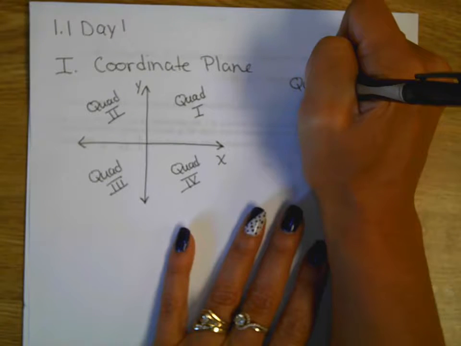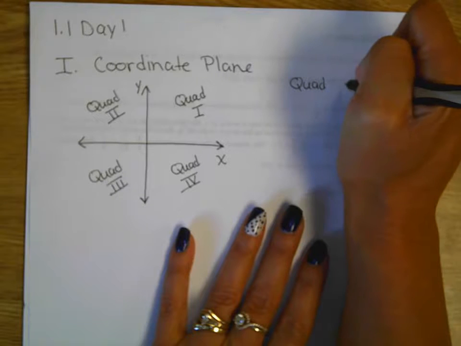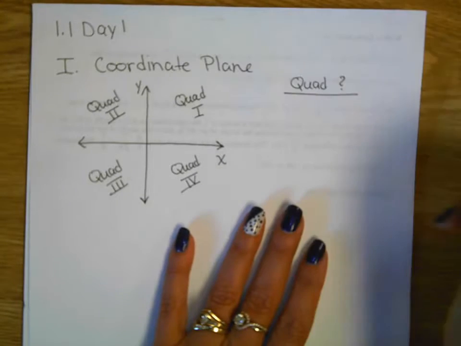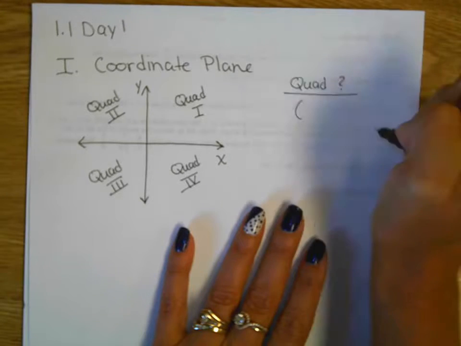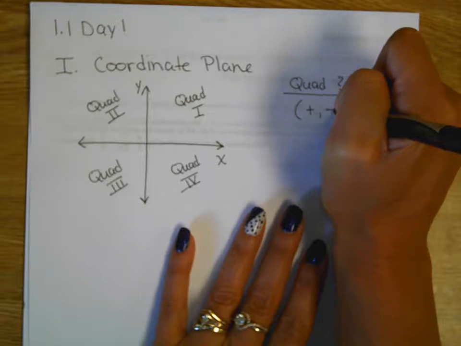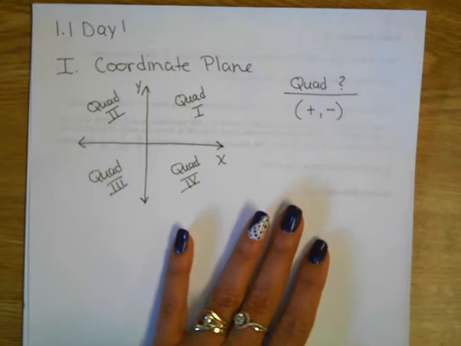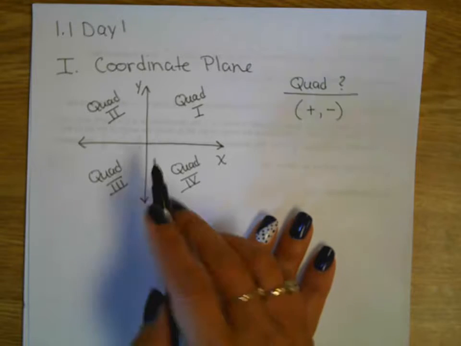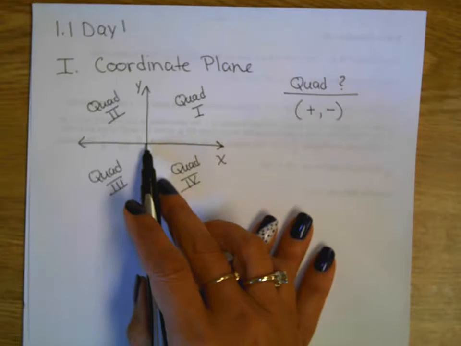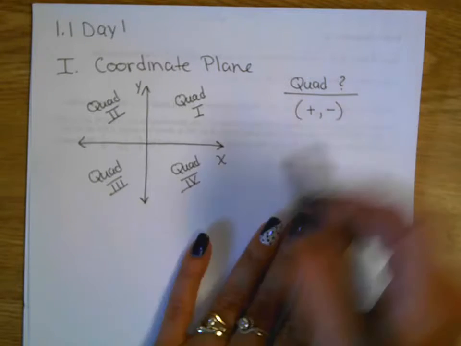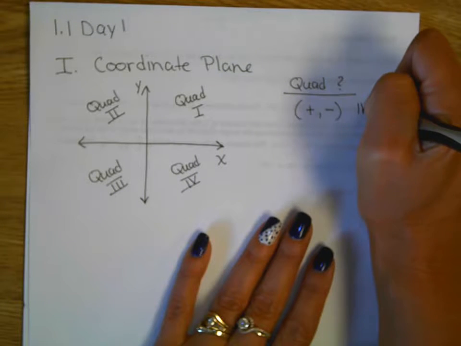My question for this section is just tell me which quadrant am I in? If my X value is positive and my Y value is negative, do you remember how to plot points, I'm assuming? From the origin? What does that first positive mean? What direction am I going? Right. And then the negative? Down. Well, this one's in 4.